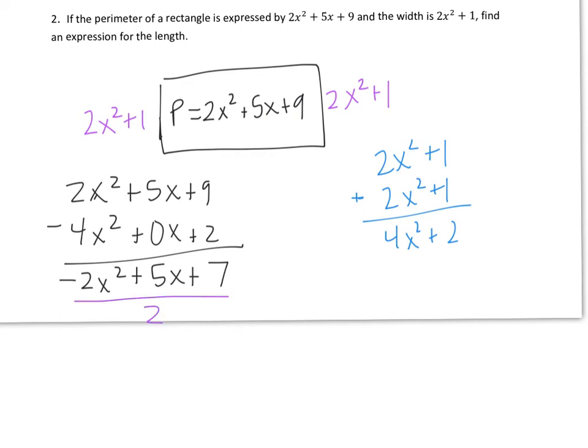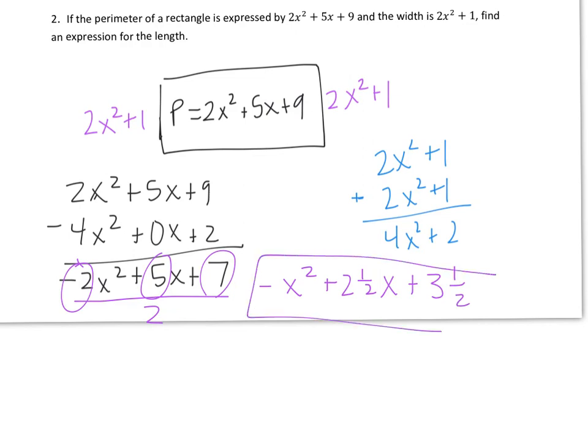What I'm allowed to do here is divide all of the coefficients by 2, but I'm not allowed to touch the exponents on the variables, because I don't have a variable in the denominator with that 2. So if I divide by 2, negative 2x squared divided by 2 is negative x squared. 5 divided by 2 is just 5 halves, or I could say 2.5x. And 7 divided by 2 is 3.5, so I'll say plus 3.5. That represents one of the sides for the length.